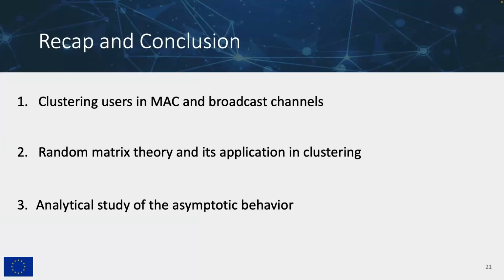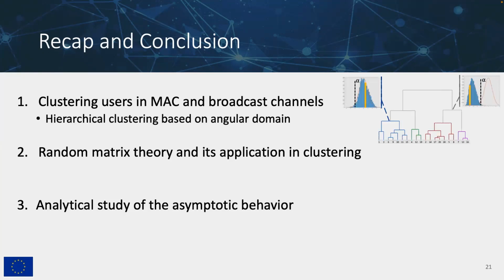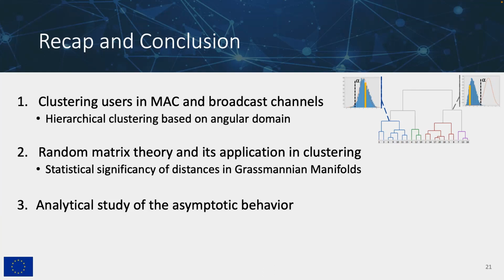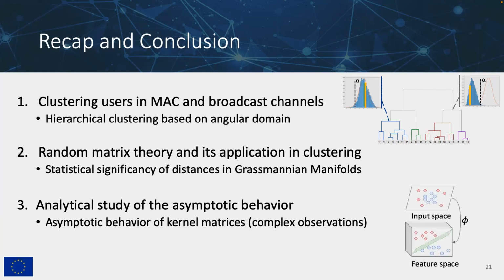So to recap and give a bit of a conclusion, we wanted to do clustering of users in the broadcast channels, and we did this using a hierarchical clustering scheme. Some random matrix theory applications were used to derive the asymptotics of the similarities in the Grassmannian manifolds. And some analytic studies were done for the kernel observations in the first example that we had.